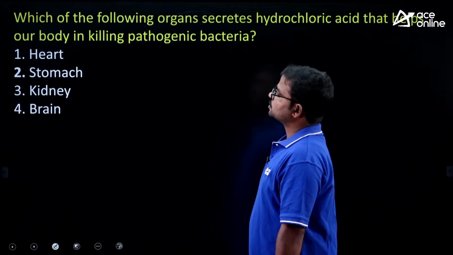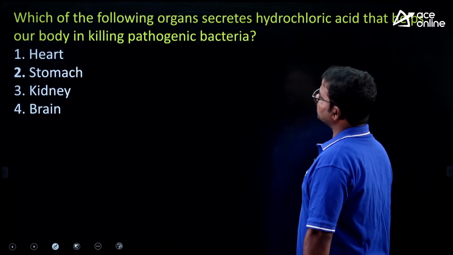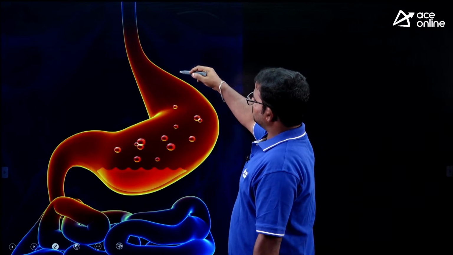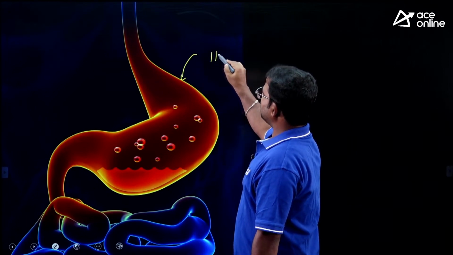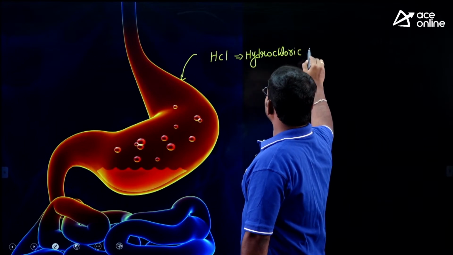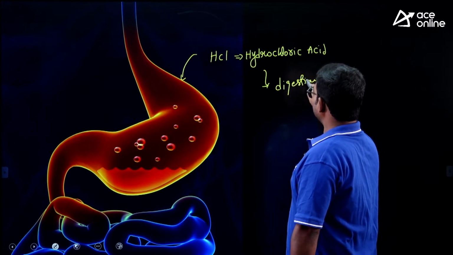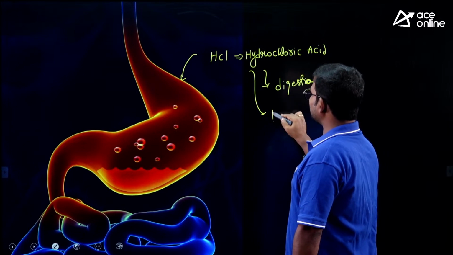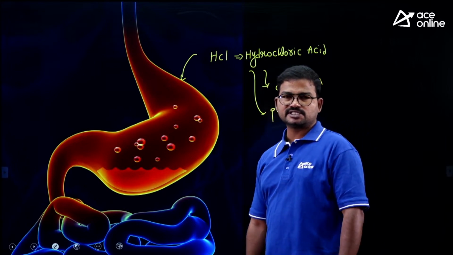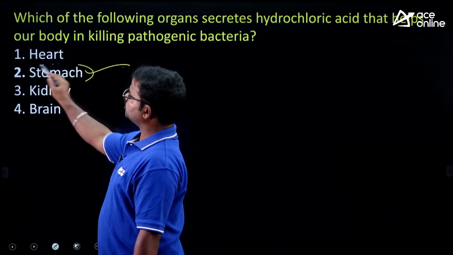The next one, here is the next question. Which of the following organs secretes hydrochloric acid that helps our body in killing pathogenic bacteria? You may have an idea about the acid secreted in the stomach. That is nothing but HCl, hydrochloric acid. It is responsible for digestion. The pH value of hydrochloric acid is mostly around one. It is one of the strong acids that exist in our body, mostly observed in the region of the stomach. So option 2 is the right answer.